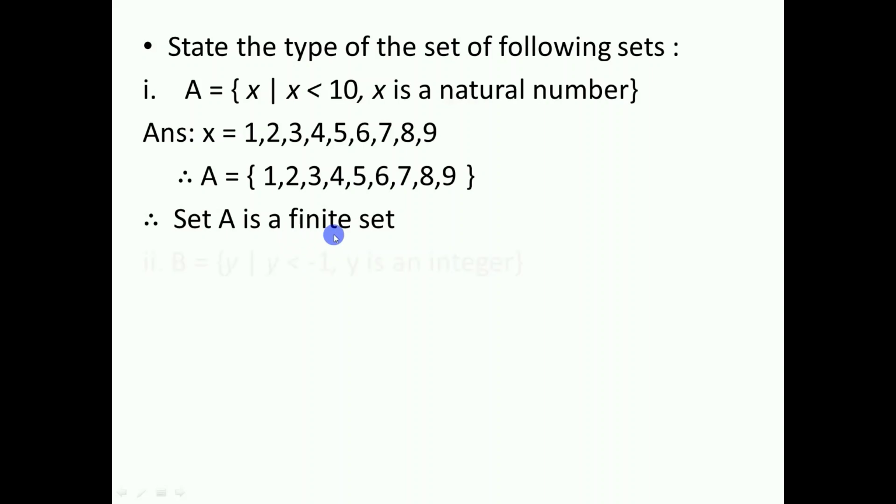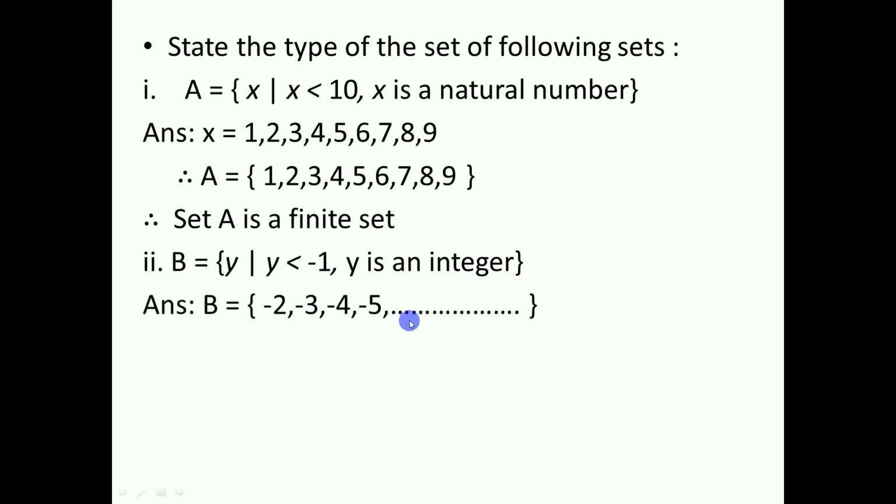Moving on to the next question, here it says that set B having a variable y such that y is less than minus 1, y is an integer. So we have to consider y less than minus 1 where y is an integer. The numbers which are less than minus 1 are minus 2, minus 3, minus 4 and it goes on. So we can write the set as minus 2, minus 3, minus 4, minus 5 and it goes on till infinity. We cannot count the number of elements present in this set. So set B is an infinite set.